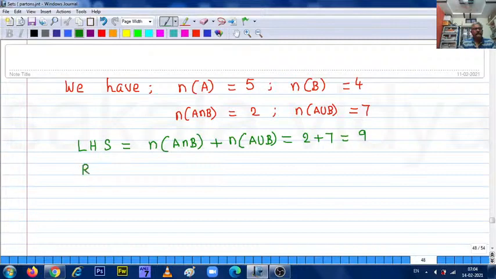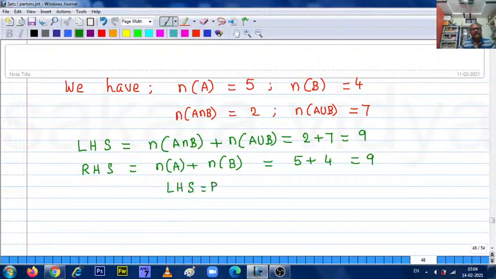Now RHS, right hand side. Right hand side is N of A plus N of B. So that equals 5 plus 4. Now what do we observe? 9 equals 9. Here LHS equals RHS.